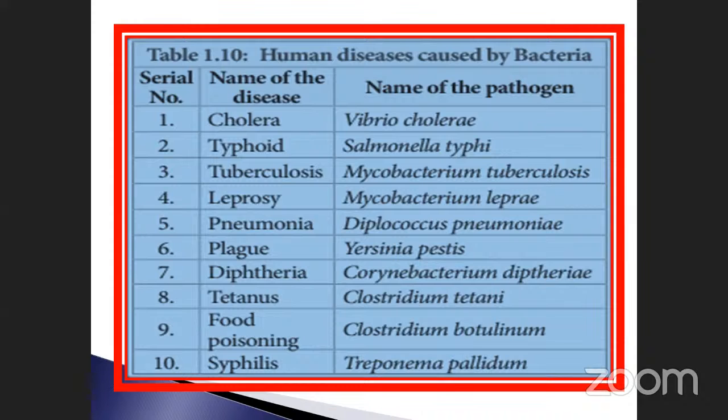And diphtheria, Corynebacterium diphtheriae. This is also another one. Tetanus, Clostridium tetani. Note it down. This is very, very important. Clostridium tetani. Food poisoners. Clostridium botulinum is given here. Botulism is also there.